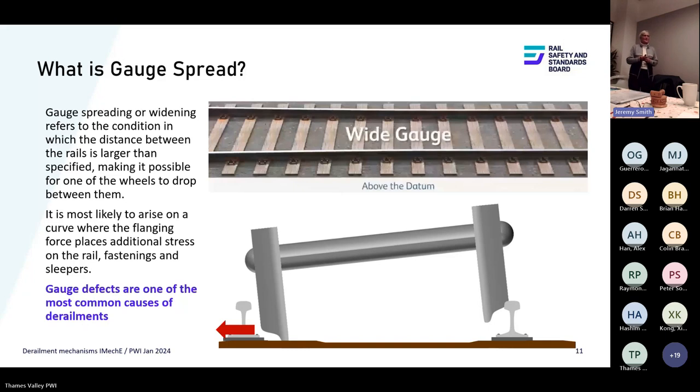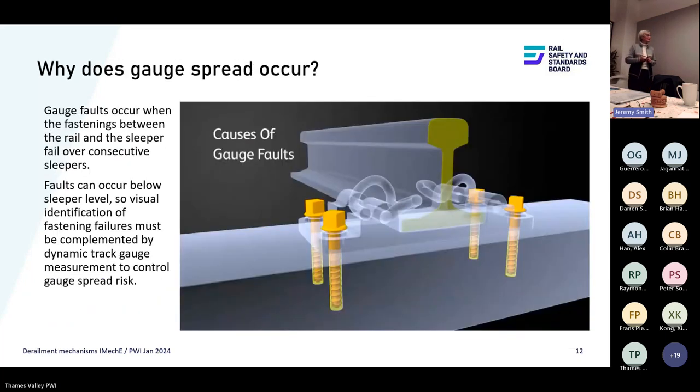They're not always spotted and they're not always dealt with appropriately. There've been a number of cases, not just in this country, I've seen them elsewhere, where people have been routinely replacing fastenings and spot replacing sleepers without actually addressing the root cause. And eventually that fails and you might get the gauge spread. So if something's routinely going wrong at the same place, there's probably a reason for it. And it might be worth trying to work out what that might be. And gauge defects are one of the most common causes of derailments. So why does the gauge spread?